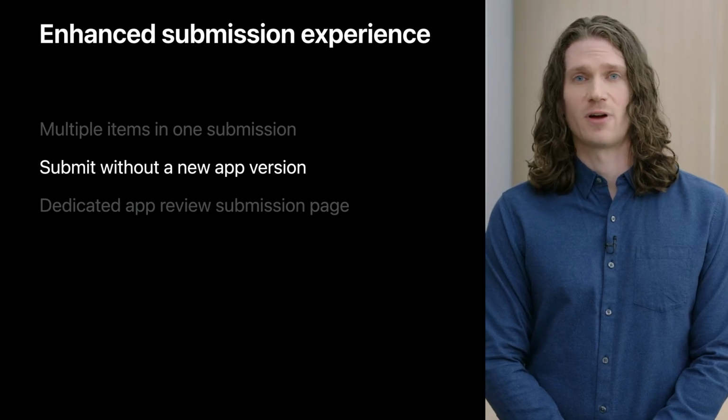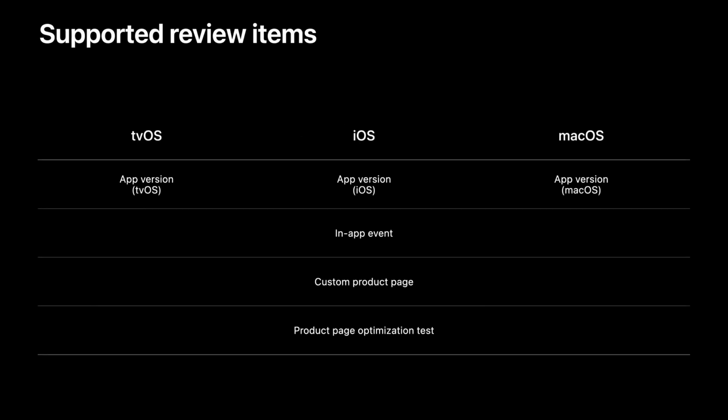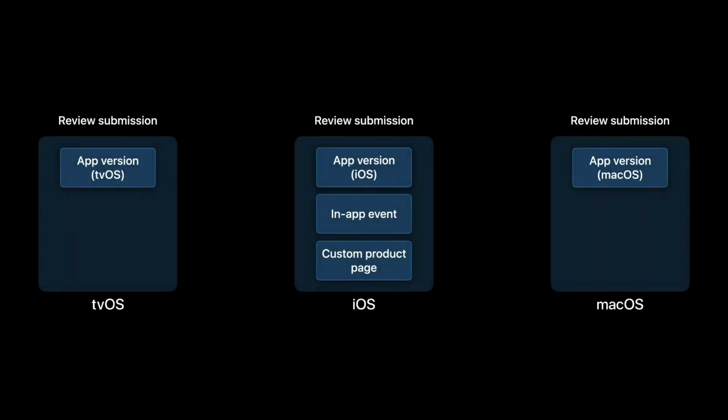Now, let's take a look at how you're able to submit without a new app version. To understand how this works, let's discuss a few more specifics about review submissions. First, each submission has an associated platform. In addition, each platform supports a specific set of review items. Although, as you can see, most items are reviewed and grouped as a part of an iOS submission. And lastly, you can have one in-progress review submission per platform. In this example, you can see we're working towards submitting all three versions of our app. But let's go ahead and take a closer look at the iOS review submission.